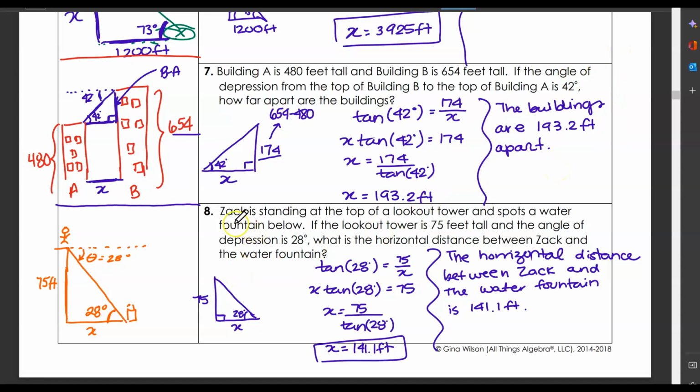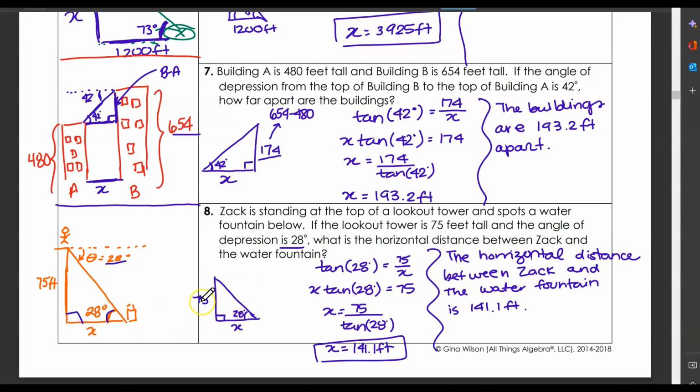All right, for number 8, we have Zach is standing at the top of a lookout tower and spots a water fountain below. The lookout tower is 75 feet tall, and the angle of depression is 28 degrees. So here's Zach standing up here. We have that angle of depression is at 28 degrees. Here's our water fountain, or my attempt at a water fountain. And so that depression angle is going to be congruent to this angle here, so we know that this is also 28 degrees. So we can kind of see this triangle here forming.